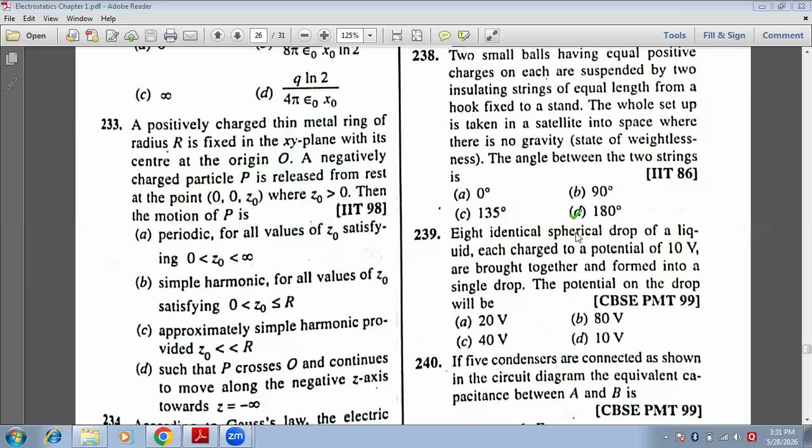8 identical spherical drops of a liquid, each charged to a potential of 10 volt, are brought together and formed into a single drop. The potential on the drop will be: option A, 20 volt; option B, 80 volt; option C, 40 volt; option D, 10 volt. Correct answer: option C, 40 volt.